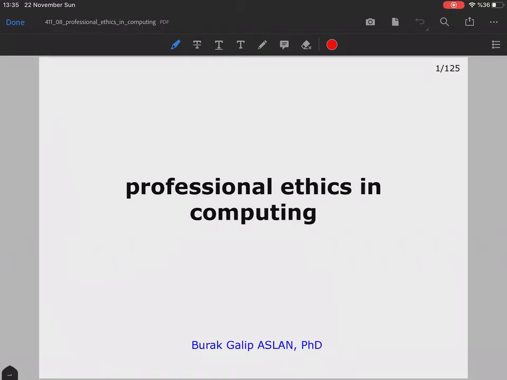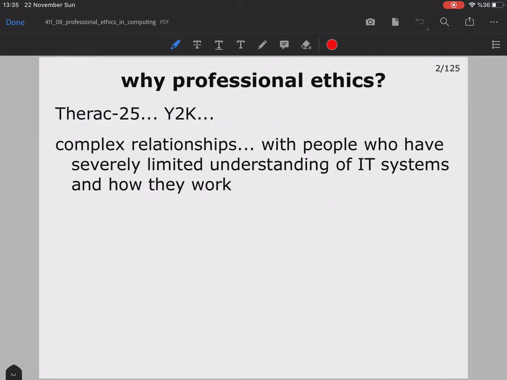In this session, we will discuss professional ethics in computing, and we will take a look at some notable cases as well. Why do we need professional ethics?